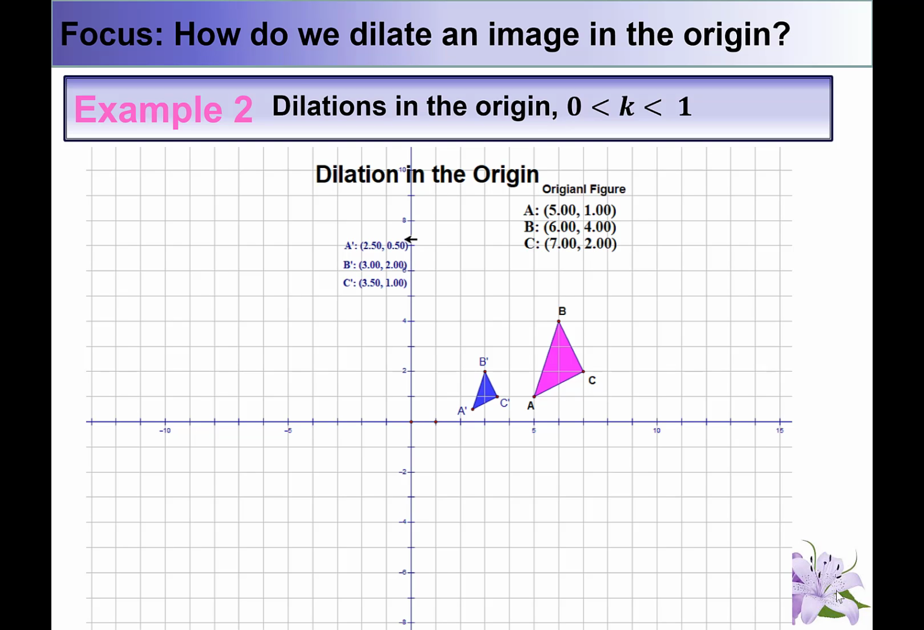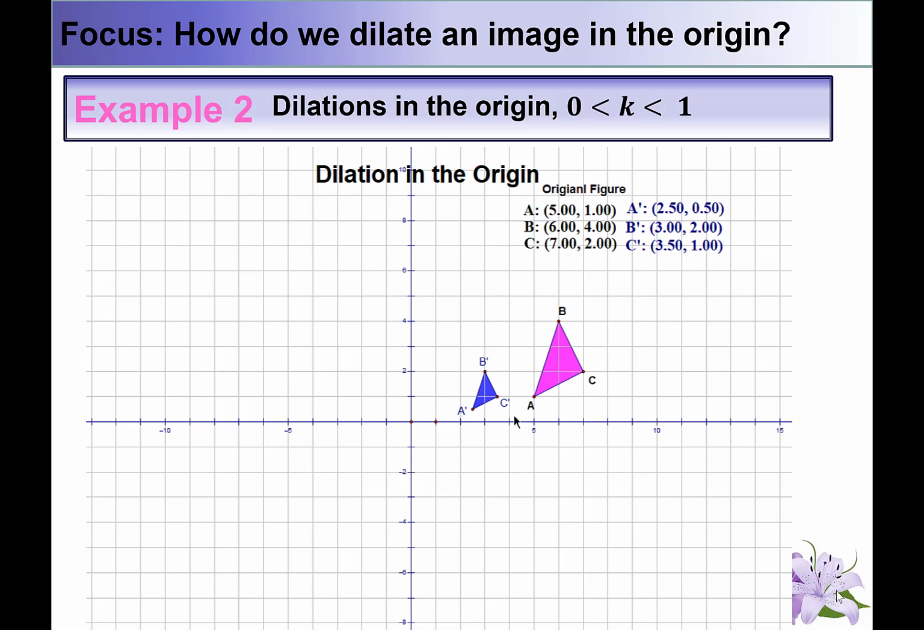And we can compare the coordinates again. So if we're looking at the coordinates of the dilated figure versus the coordinates of the original figure, what's the scale factor this time? How do we go from 5 to 2.5, 1 to 0.5, 6 to 3, 4 to 2, 7 to 3.5, and from 2 to 1? If you said multiply by a scale factor of 1/2 or 0.5, you are correct. This image is now half the size of the pre-image.